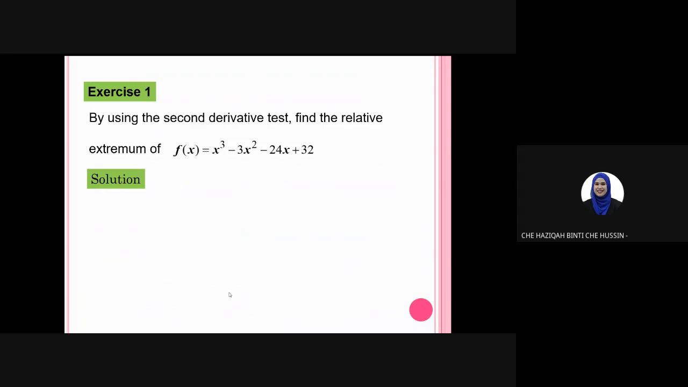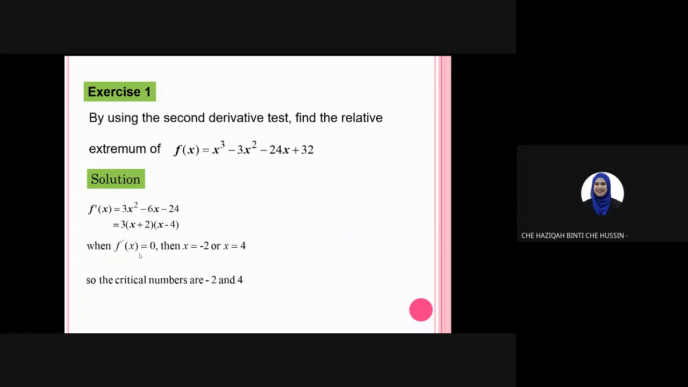Okay, the next example: by using the second derivative test, find the relative extremum for f(x) equals x cubed minus 3x squared minus 24x plus 32. We differentiate this and get 3x squared minus 6x minus 24, and then we factorize to get the value of x. x equals negative 2 and x equals 4 when dy over dx equals 0, or f prime x equals 0. So the critical numbers or critical values are negative 2 and 4.